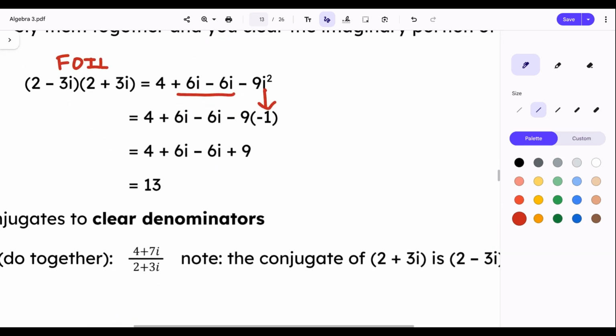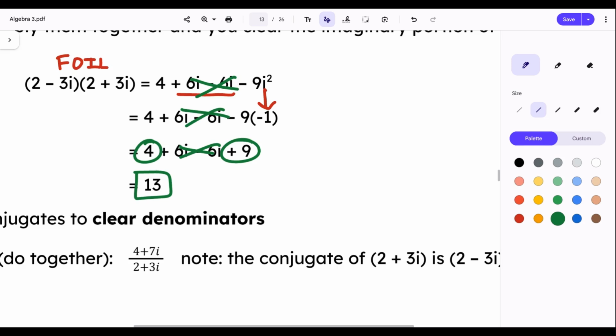Okay, so the middle terms are going to cancel, on all three of these lines, those are gone. And then you're going to see, okay, we're replacing this i squared with a -1. You take that times that -9, it becomes +9. And so you have 4 plus 9, and you get 13.